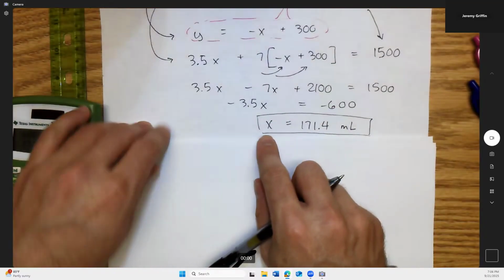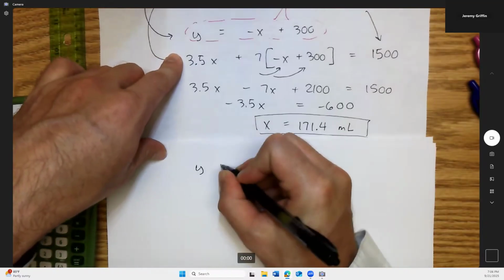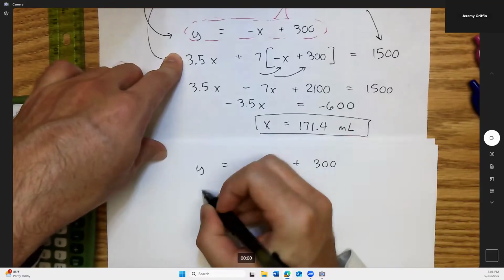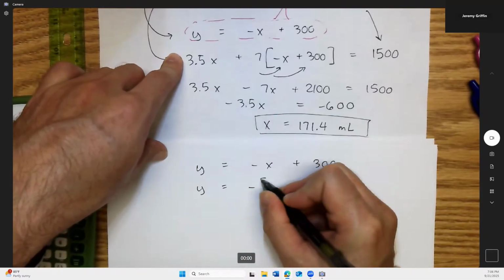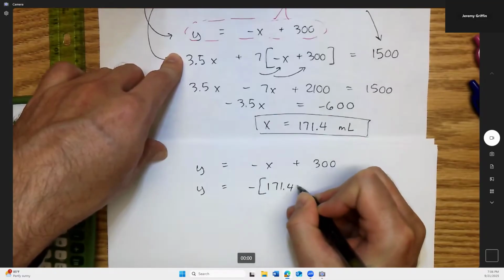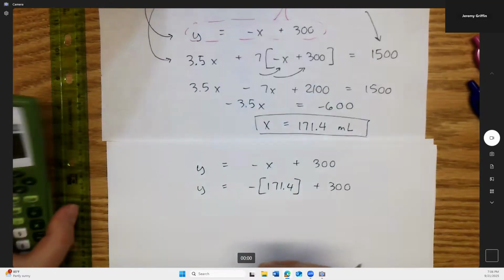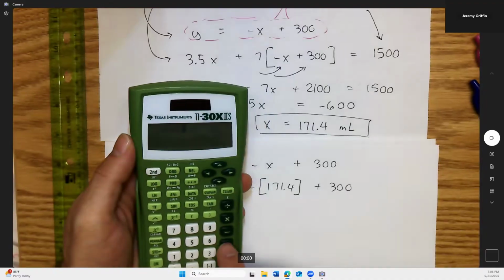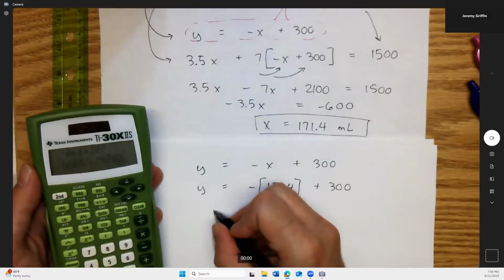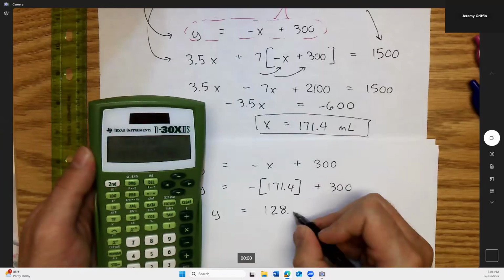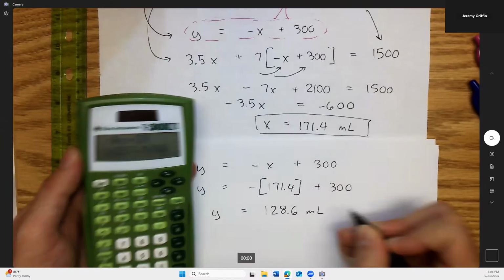So I know from here, y equals negative x plus 300, and x is 171.4, whatever, plus 300. These are all in milliliters. So if I take the negative of the answer plus 300, I'm getting y equals 128.6. That rounds to milliliters. All right, there you go.